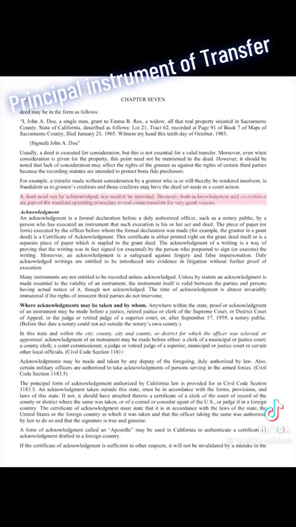The acknowledgement of a writing is a way of proving that the writing was in fact signed, or executed by the person who purported to sign, or execute, the writing. Moreover, an acknowledgement is a safeguard against forgery and false impersonation. Duly acknowledged writings are entitled to be introduced into evidence in litigation without further proof of execution. Many instruments are not entitled to be recorded unless acknowledged.